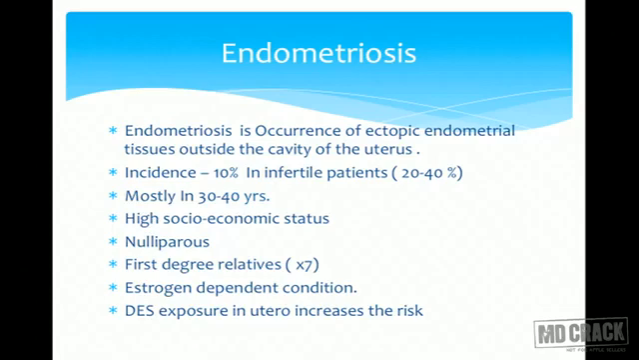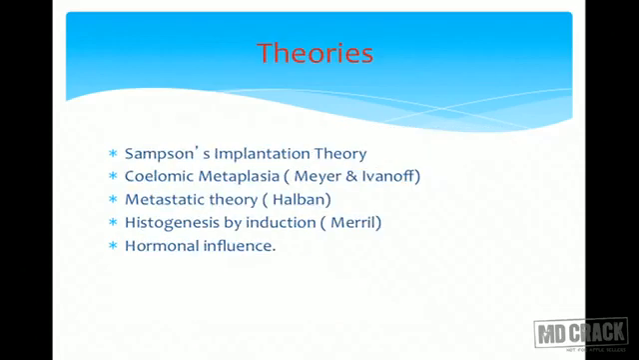First degree relatives, again the chances are 7 times higher if a first degree relative has endometriosis. It's an estrogen dependent condition. DES exposure in utero increases the risk of having endometriosis later in life. There are many theories put forth as to why this endometrium gets implanted ectopically.